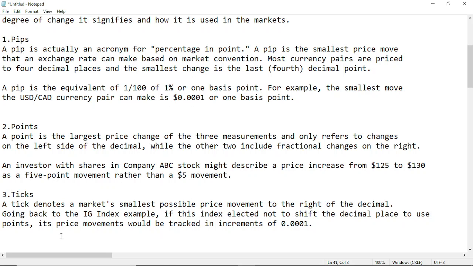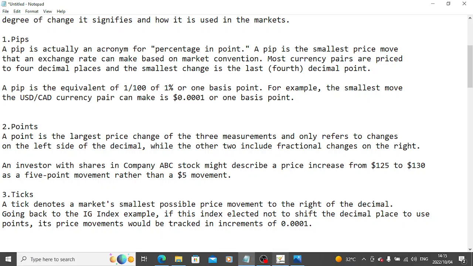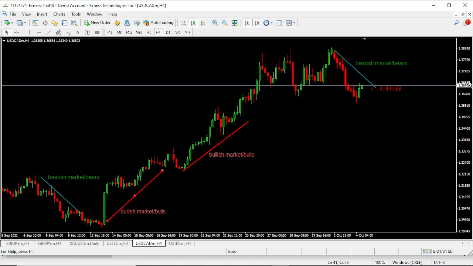So you can see a pip and a tick, they are similar. So let's have a look. This is where the measurement of price is, remember. So when they're referring to a pip and a tick, they are referring to the numbers on the right hand side of a decimal. The 1 point, as you see, it's 1.36. So the smallest move, which is made by the last number here on the right hand side of the decimal, that is where you find your point and your tick. They are the smallest moves that the market makes. That's your point and your pip and your tick.